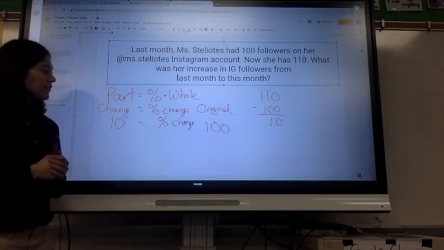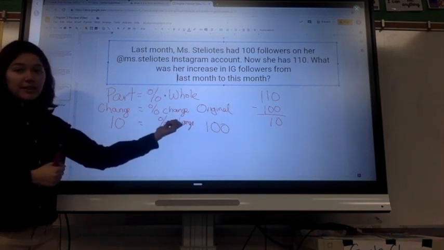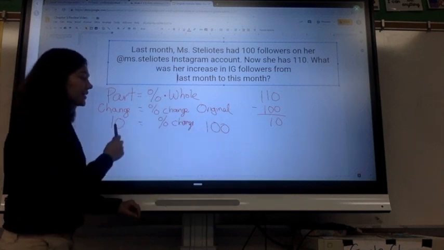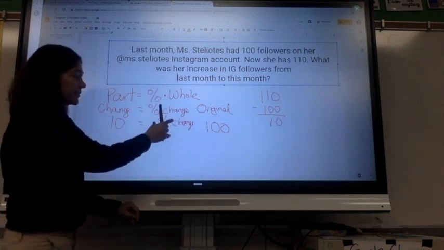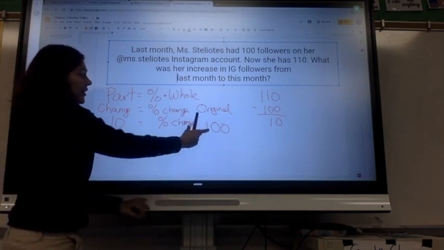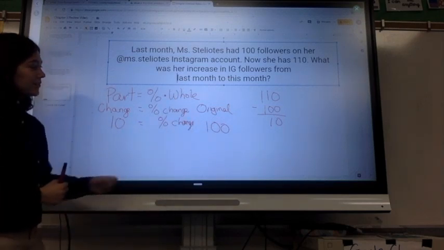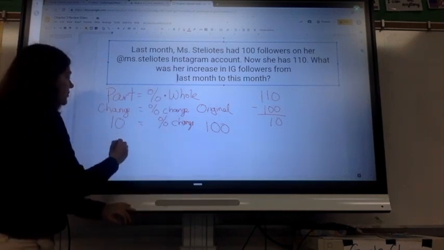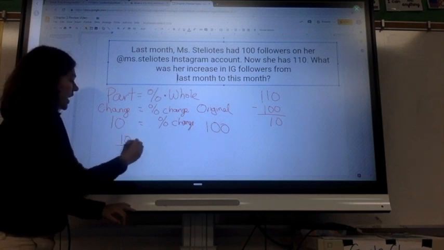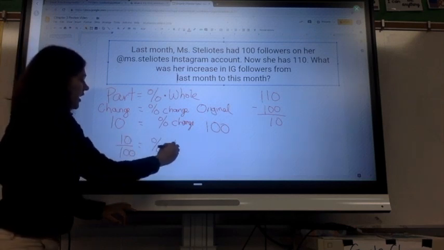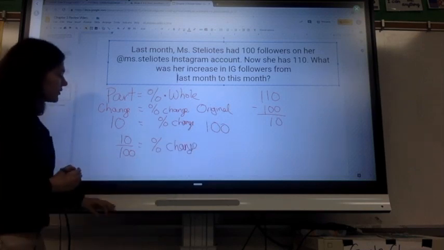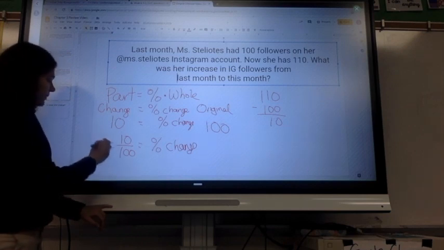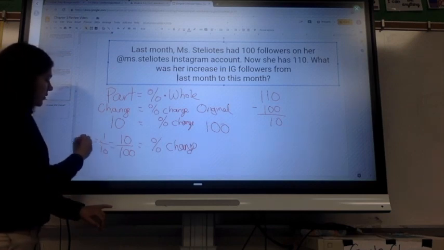And then to find the percent change, this is a situation where if I find the percent, that's always when I divide. Because this is saying what percent of 100 equals 10. So to find that percent, I can divide. I can undo this multiplication and divide. So whenever I'm trying to find that percent, or if I was trying to find the whole, that's when I would divide. So I'm going to do 10 divided by 100. That's equal to the percent change. 10 over 100, or 10 divided by 100, that's equal to 1/10, or 0.1.